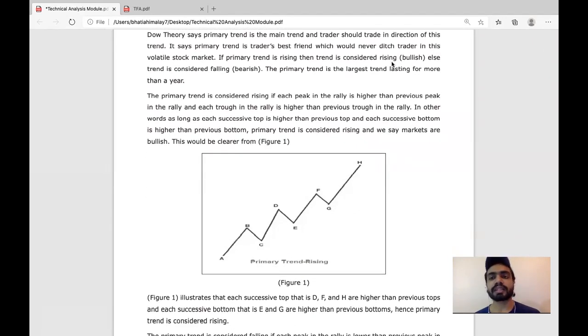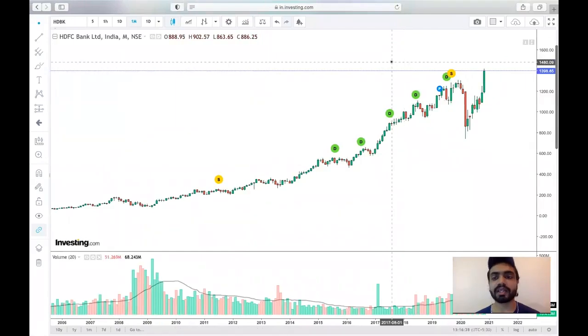Now, what the theory suggests is that a trader should always place a lot of focus on the primary trend, and he should always trade in the direction of the primary trend. The reason being, this trend will never ditch a trader in a volatile situation. So let's take a look at the chart and try to understand what our primary trend is over here.